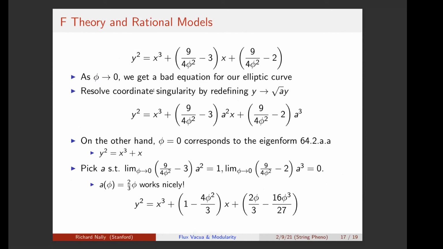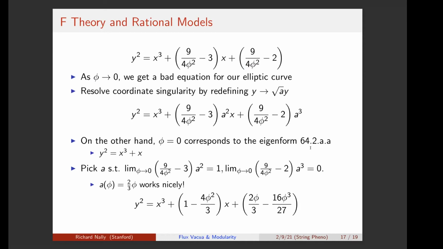And so as a hint, you can look at what happens as phi goes to 0. And as phi goes to 0, this Weierstrass model becomes badly behaved. But that's a coordinate singularity. There's nothing actually singular in the threefold or the fourfold at this point. So you can look for new coordinates that resolve this singularity. And so if we redefine y goes to root a y, we get a new Weierstrass model with this undetermined coefficient a in it.